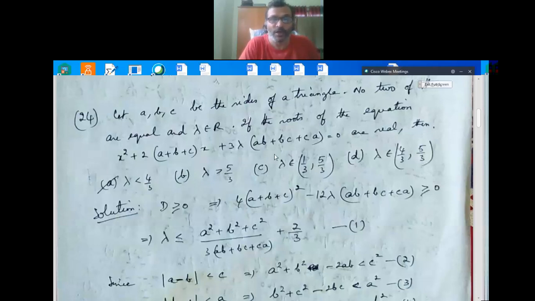C is 3 into lambda, AB plus BC plus CA. So 4 into 3 will be 12 lambda, AB plus BC plus CA. Minus comes from the formula. This is greater than or equal to 0. Now from this I calculate lambda.